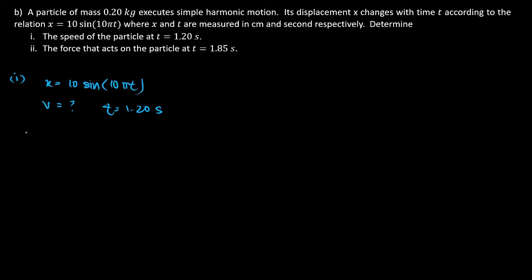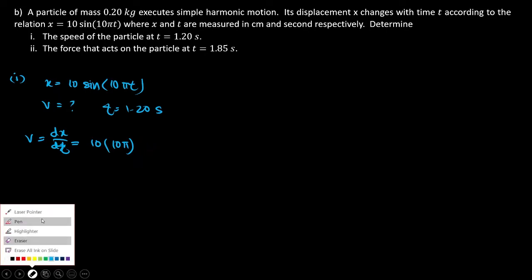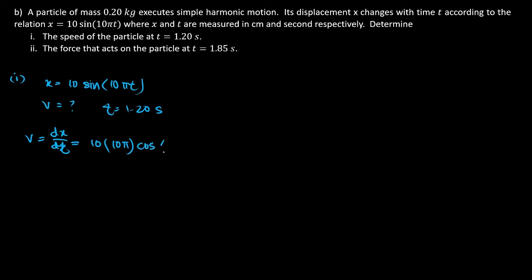How? You have to differentiate your x with respect to t. So you differentiate this equation, so you will get 10 times 10 pi, sine becomes cos, so you have cos 10 pi t. So you will get 100 pi cos 10 pi t. This one is your v.